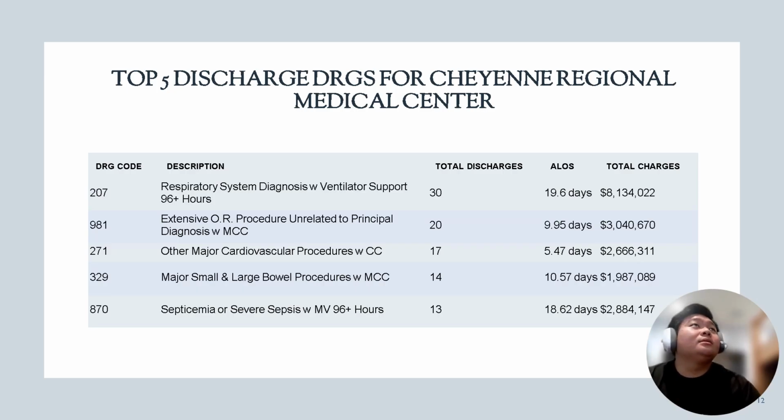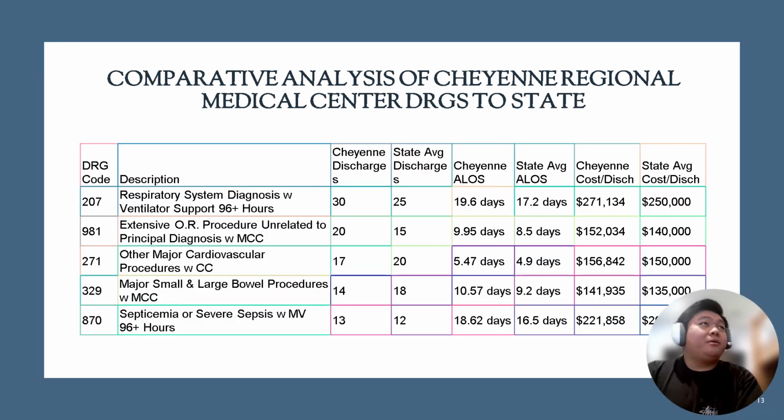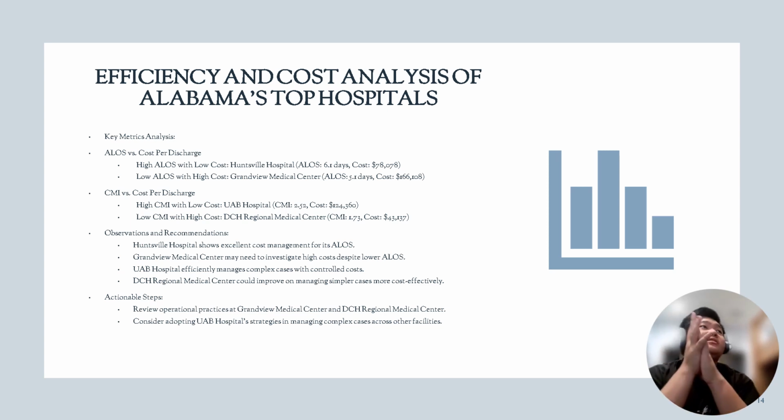And here's the top 5 discharge DRGs for Chin Regional Medical Center. And here's the comparative analysis for Chin Regional Medical Center DRGs to the state. Efficiency and cost analysis of Alabama top hospitals. And here are some key metric analyses: ALOS versus cost per discharge.